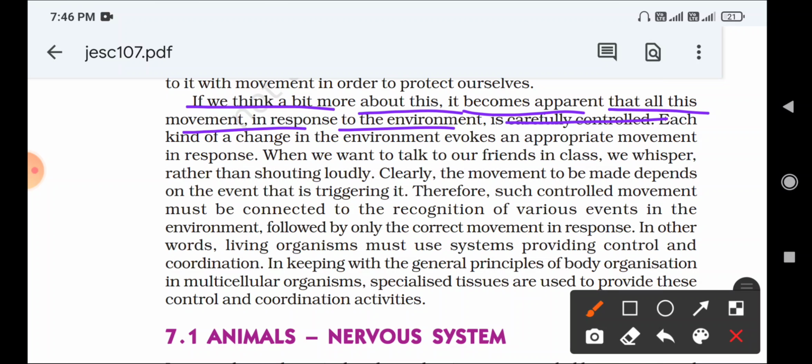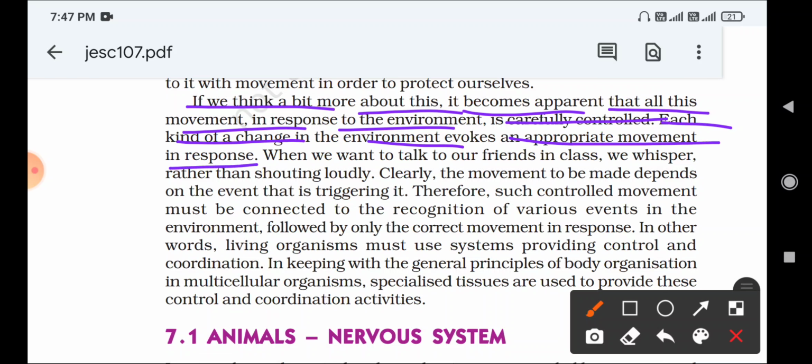So something inside the body controls and coordinates at what time you have to do the activity, how much, and how appropriately, so that all such criteria are controlled and coordinated in our bodies. Each kind of change in the environment evokes an appropriate movement in response.